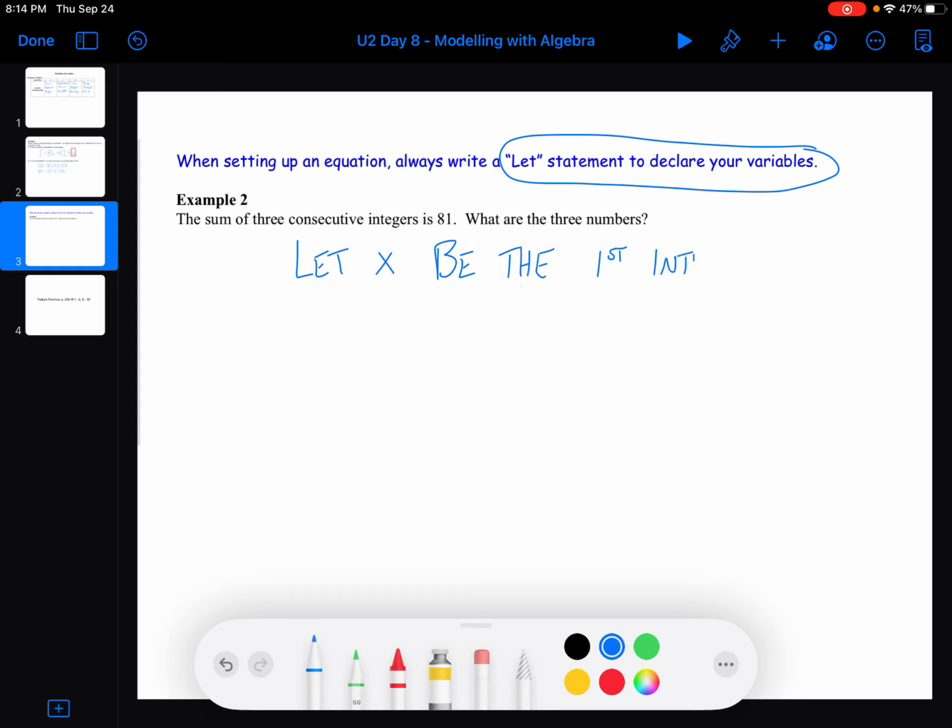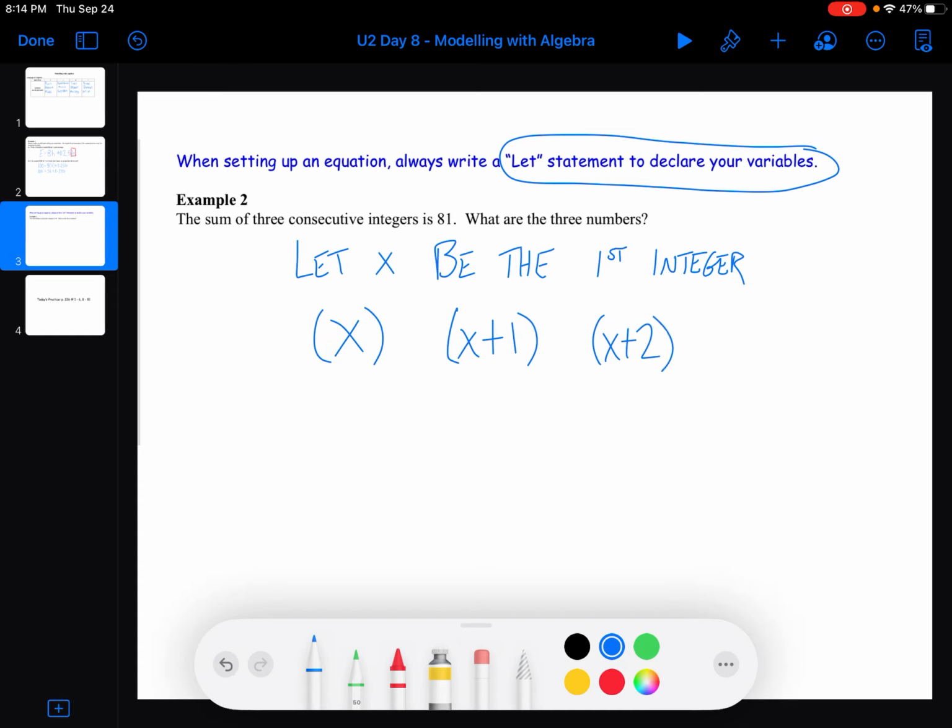Now, sometimes people would be like, okay, well, y is the second integer and z's the third. But that's going to actually make this question harder. What I want is just one integer. I want one variable. So if I let x be the first integer, the next integer, because we said it's like 3, 4, 5, would have to be x plus 1. And the number after that would be x plus 2.